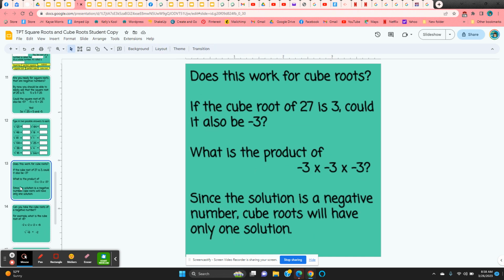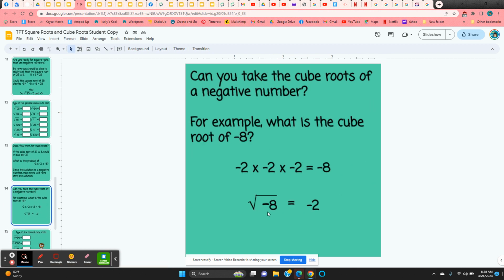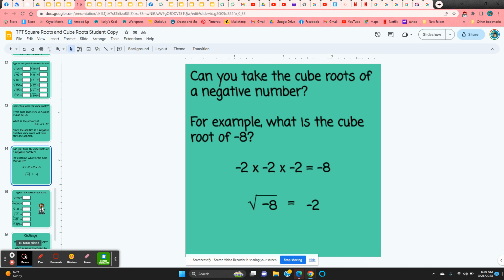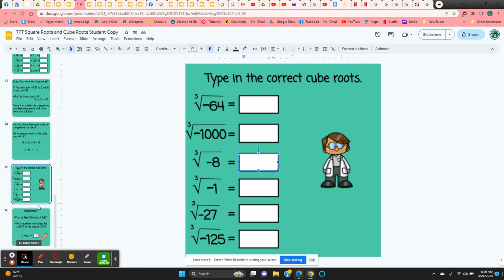Okay, now does this work for cube roots? Well, it does not work for cube roots because if you multiply a negative number times itself 3 times, you're going to end up with a negative number. However, you can have the cube root of a negative number. For example, the cube root of -8 would be -2. And so then they're going to type in these cube roots. They're all going to be negative numbers.